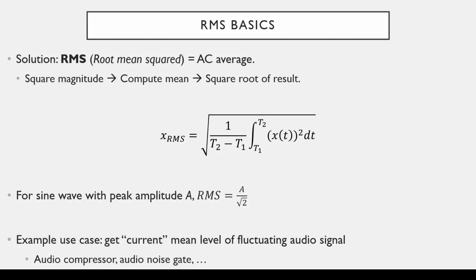The solution to this problem, oftentimes, is the root mean squared, or RMS for short, and very simply speaking, we can think of that as an AC average. We'll see this a lot also in AC power calculations and so on. It's very straightforward to compute.